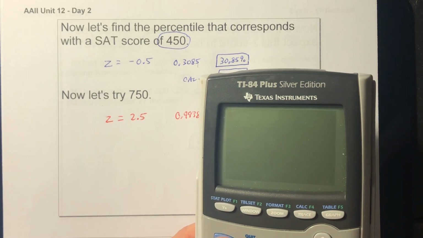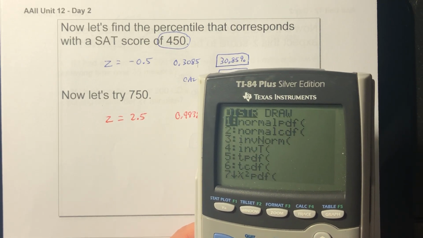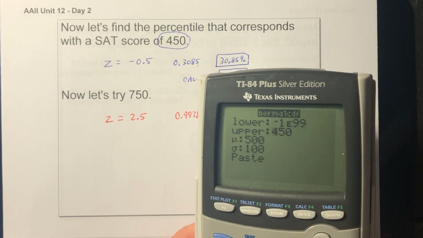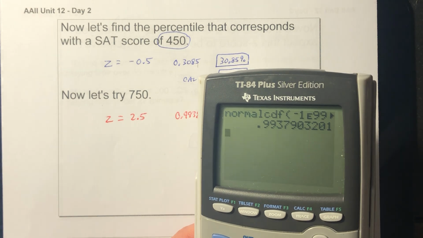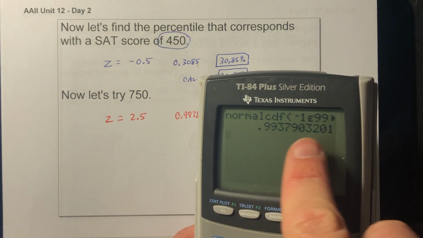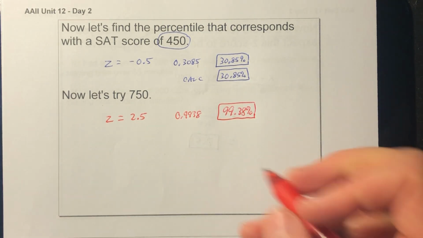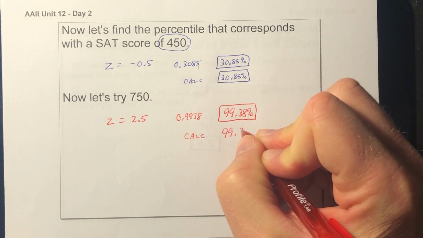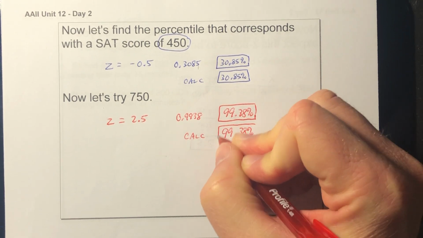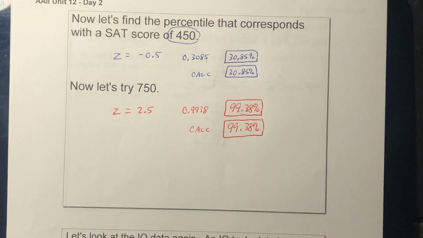Okay? What's the calculator give us? Second VARS, option 2. We're going to change that to 750. Everything else stays the same. We get the same thing. 0.993, when we round that 7 to an 8, we're going to get the same thing. So calculator, 99.38. Okay? All right.